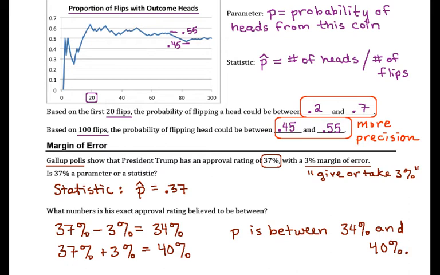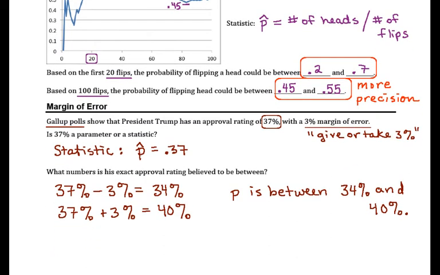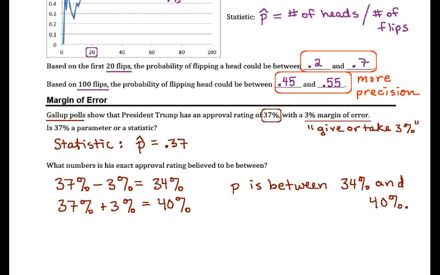So another way of talking about this is to say that once we've introduced this margin of error, these are the plausible values for P. We don't know P exactly. We know P hat exactly. It's 0.37. We believe that P is somewhere between 34% and 40%.